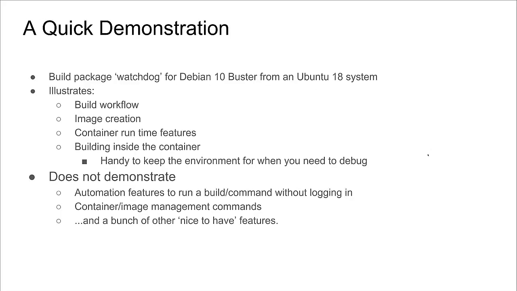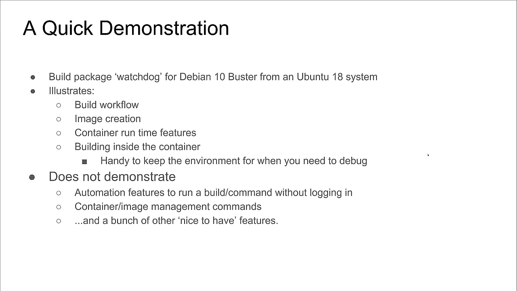So right now I'd like to do a quick demonstration just to show you what this looks like. I'll build package watchdog for Debian 10 Buster from an Ubuntu 18 system. This will illustrate the build workflow, how we create an image to then run as a container, some of the container runtime features, and the aspects of building inside the container and using it as a debug environment.